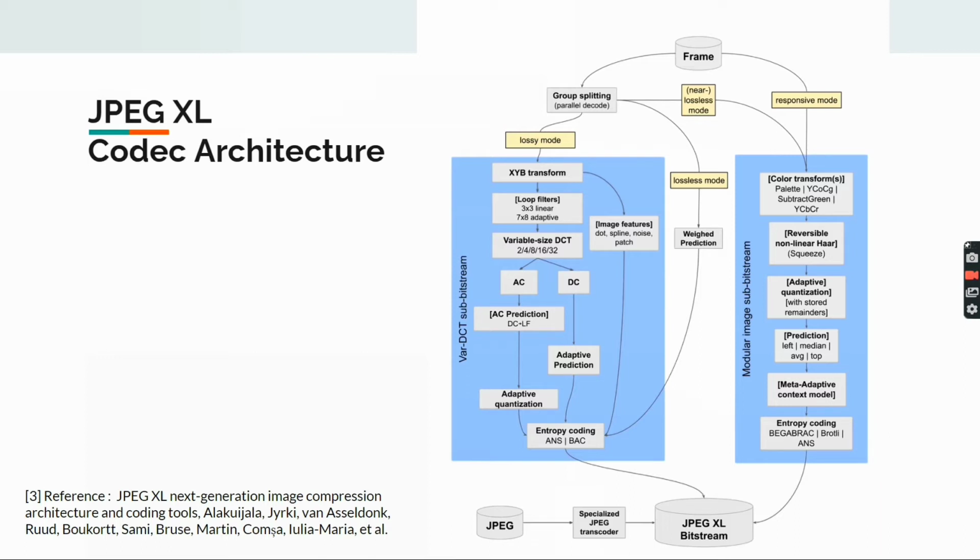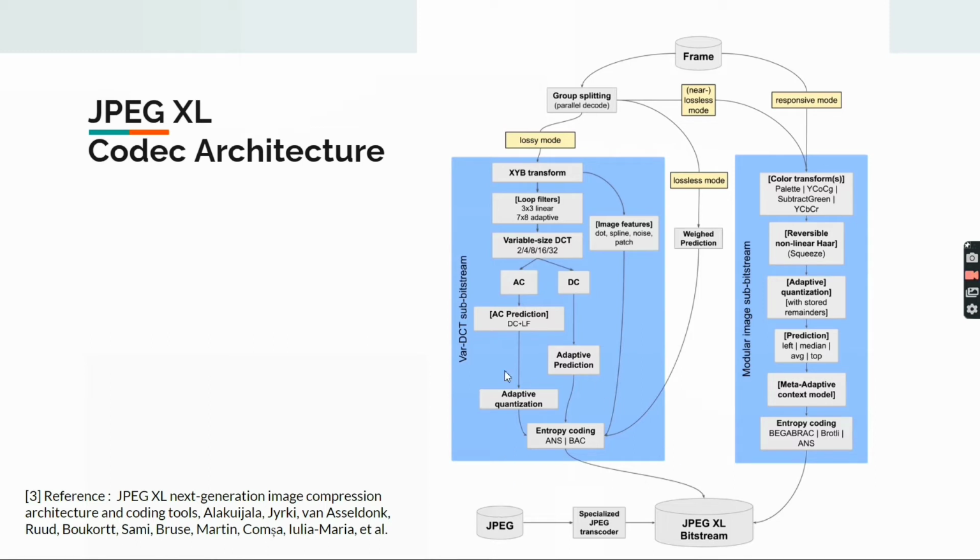We can observe there are improvements made in every stage of the basic JPEG architecture, and here we can also observe that JPEG XL is backward compatible with JPEG. So if you have a JPEG XL stream, you can use a specialized JPEG transcoder to convert it to JPEG. So it is vice versa also. If you have a JPEG, you can convert it to JPEG XL, and the reverse is also possible.